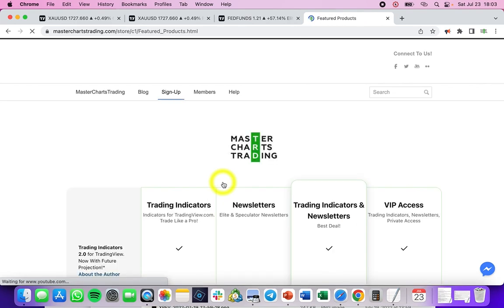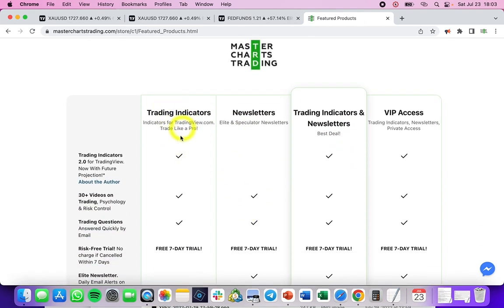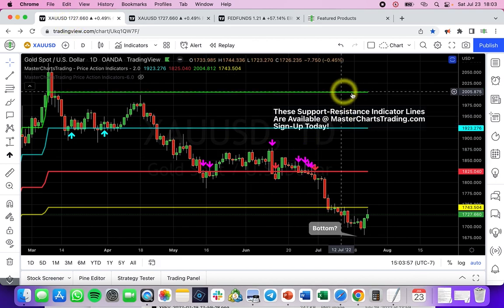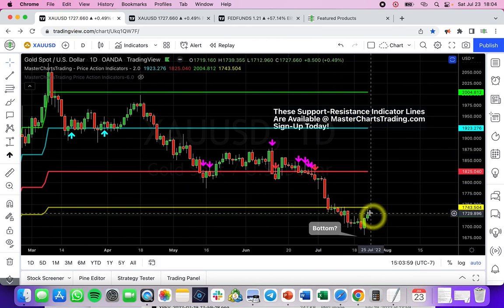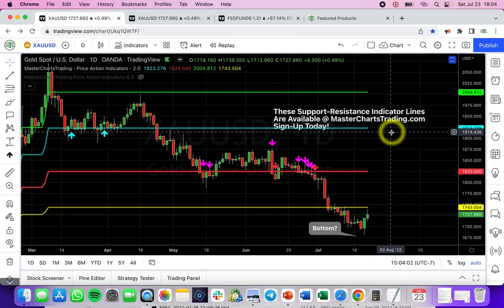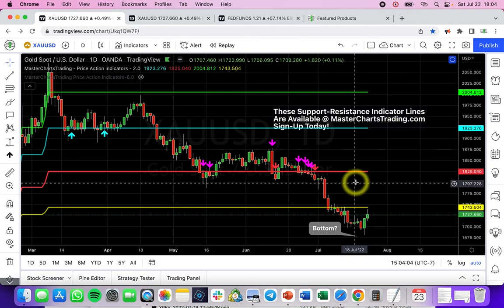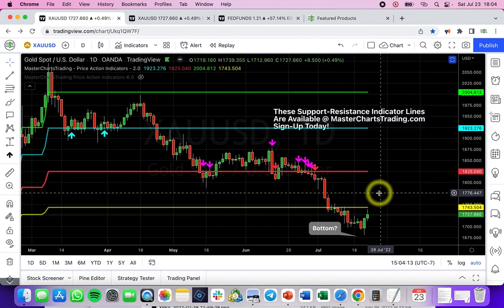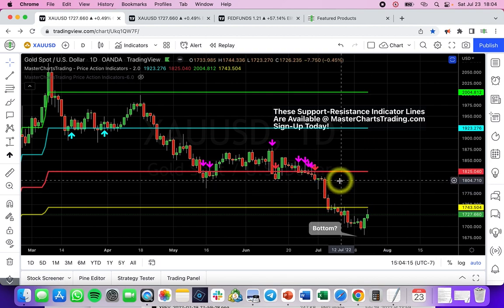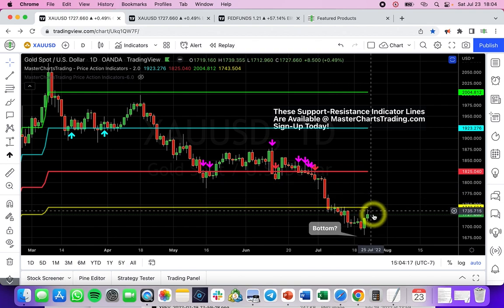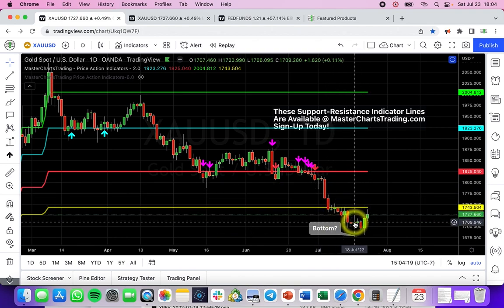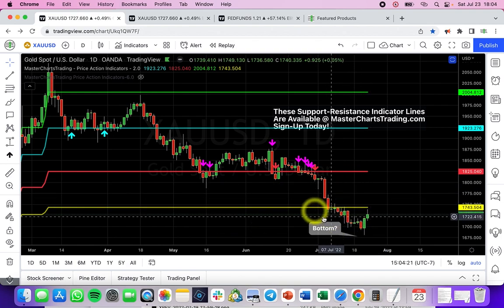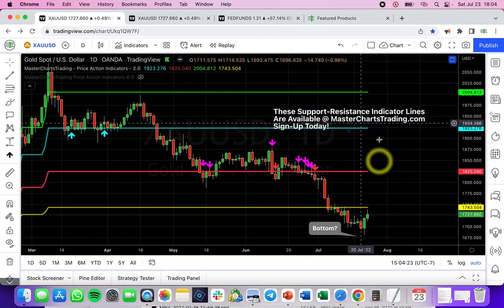So I have 2 products and 2 packages. One is trading indicators. The indicators are these lines on the chart. They will simplify your life as a trader dramatically, because you can know exactly if you want to be buying or selling. So the trend, is it a trend up or down, it will tell you. You will also know at what price level to buy or sell, and you will also know at what price level to take profits and move your stop to entry, simply by having these 4 lines on this chart.